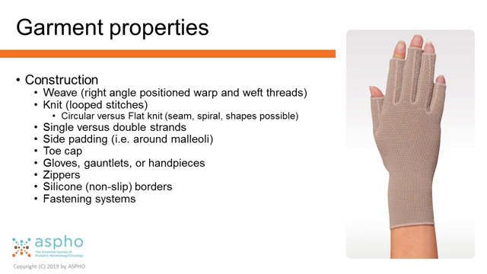And there are many options you can add to garments, including padding, such as around the malleoli. You can go with toe caps, where you're getting individual compression on the toes as opposed to anything that would just squeeze the toes. That's usually not well tolerated. Squeezing the toes together is what I'm referring to there. In hand pieces, you can have a glove with full fingers, a gauntlet with partial fingers, or a hand piece without finger compression. There can be zippers. There are silicone borders to help prevent slipping, and there are multiple different fastening systems.